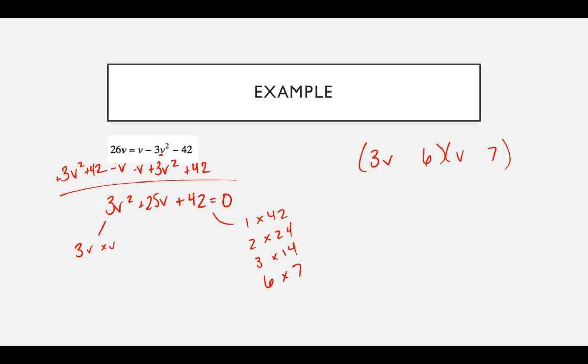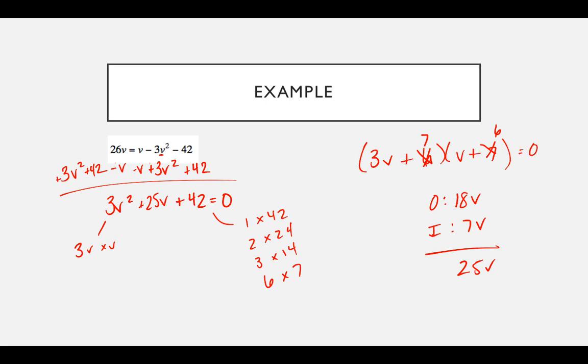So I put the 6 and 7 in. This is going to be a 21. This is going to be a 6. So I can't combine 21 and 6 to get 25. But maybe if I flip them, now I have 18 for my outside terms. And then my inside terms are 7. If I add 18 and 7, that'll give me a 25v. So this is my combination here. I need it to be positive, so 3v plus 7, v plus 6.